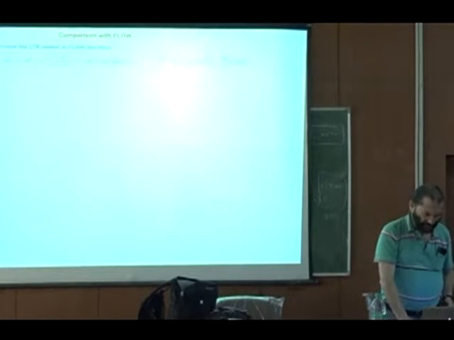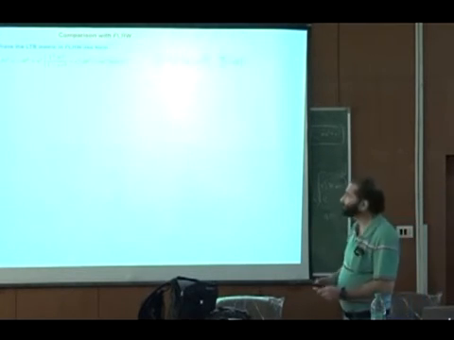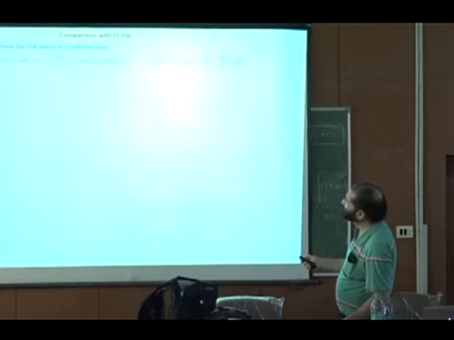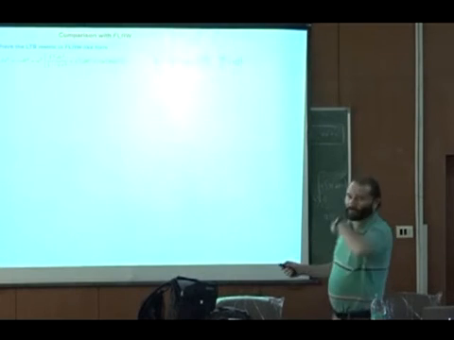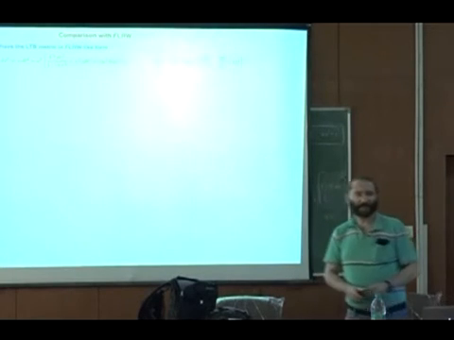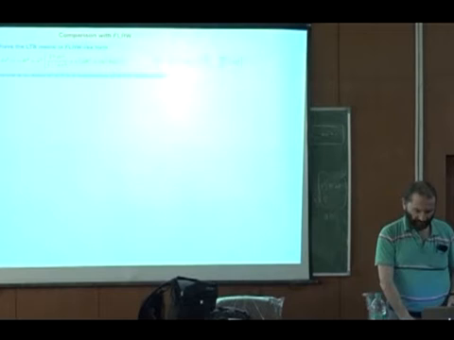Now, comparison with FLRW. This is what we have. This is the new LTB metric, and this is the H perp, right? This is just what I mentioned before, right?